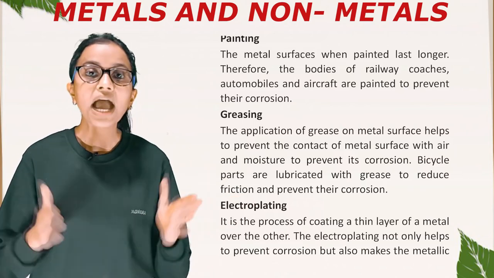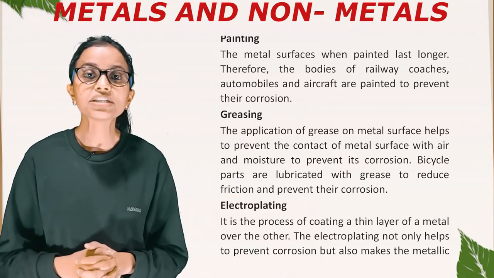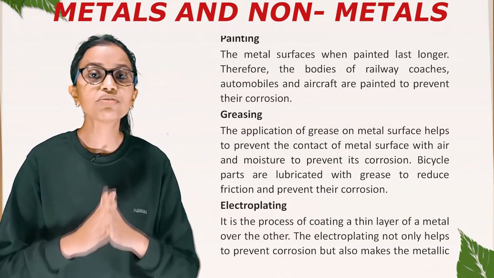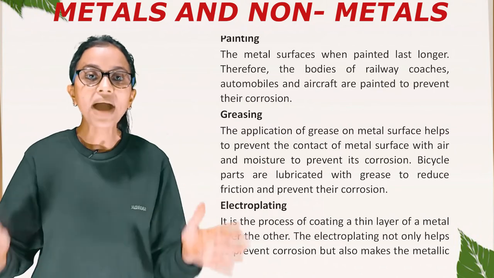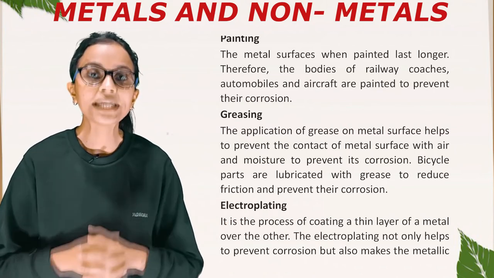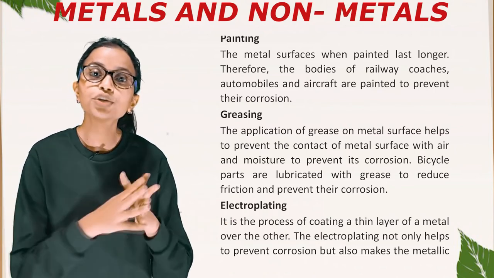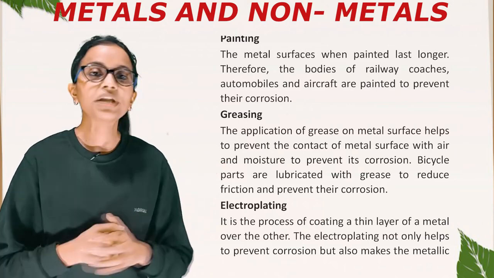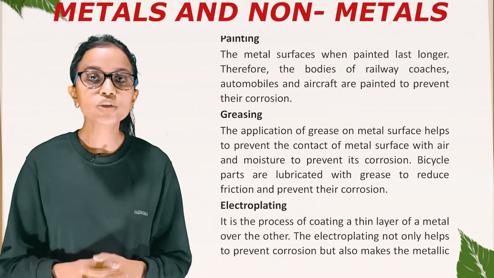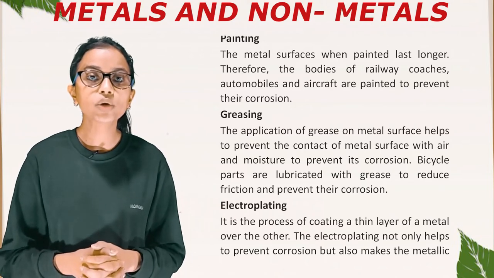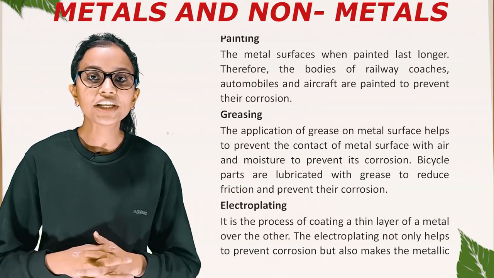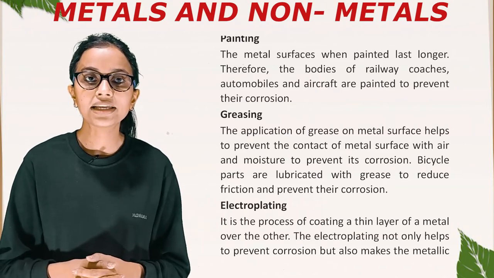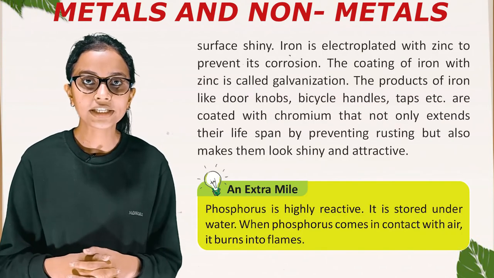Greasing. The application of grease on metal surface helps to prevent the contact of metal surface with air and moisture to prevent its corrosion. Bicycle parts are lubricated with grease to reduce friction and prevent their corrosion. Electroplating. It is the process of coating a thin layer of a metal over the other. The electroplating not only helps to prevent corrosion but also makes the metallic surface shiny.